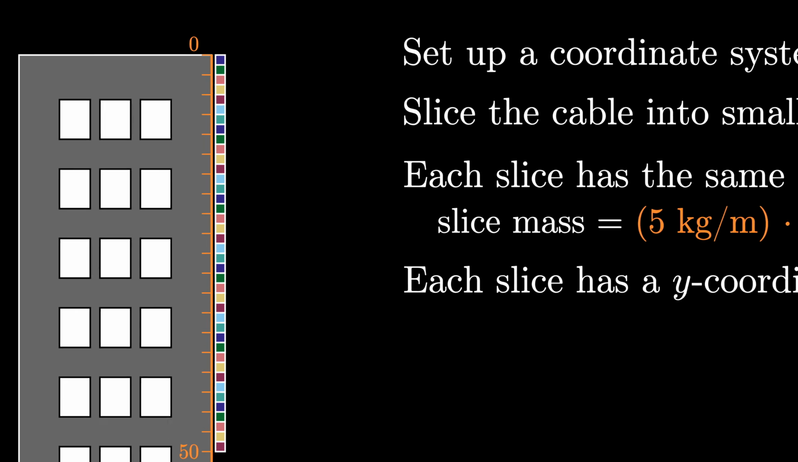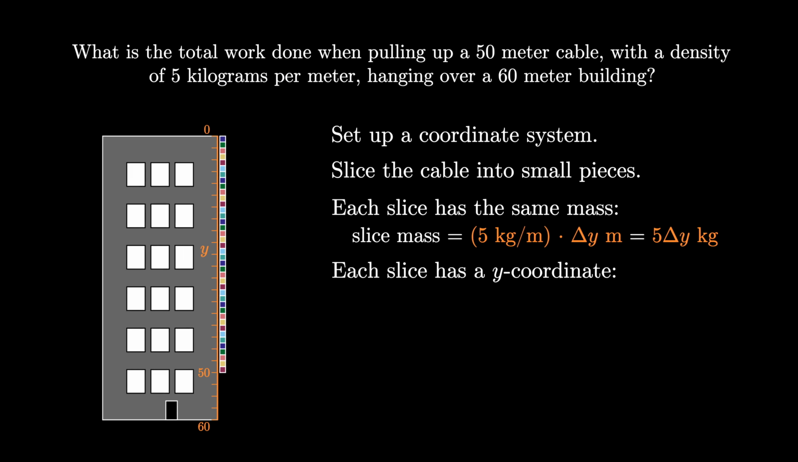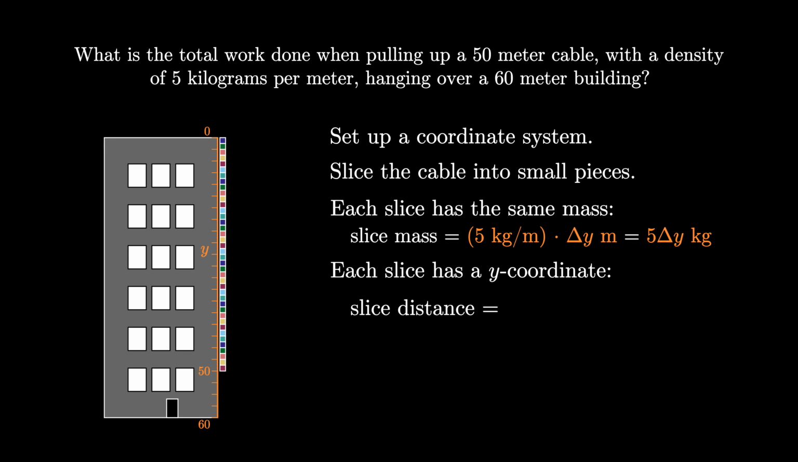Next, if we zoom in again, we see that each slice has a y-coordinate. This y-coordinate gives the distance from the slice to the top of the building, so that is exactly the distance the slice will move when the cable is pulled to the top. Therefore, this slice moves a distance of y meters, where y is the y-coordinate of the slice.